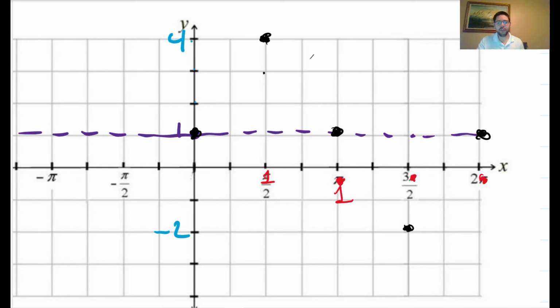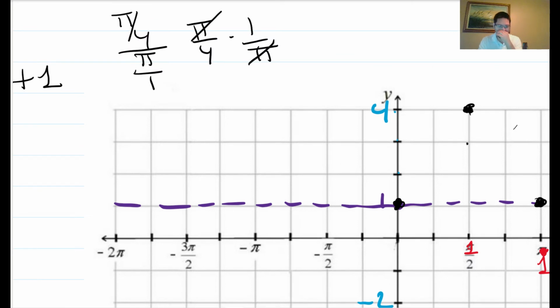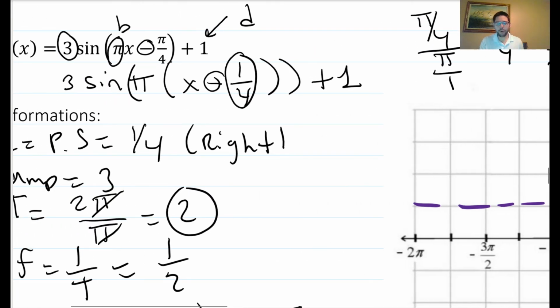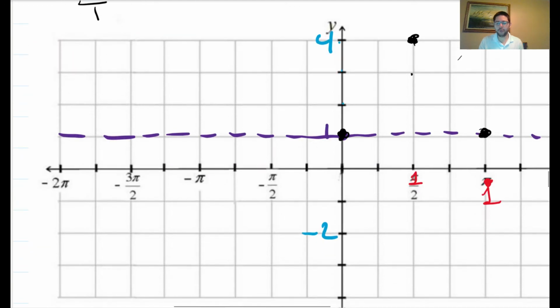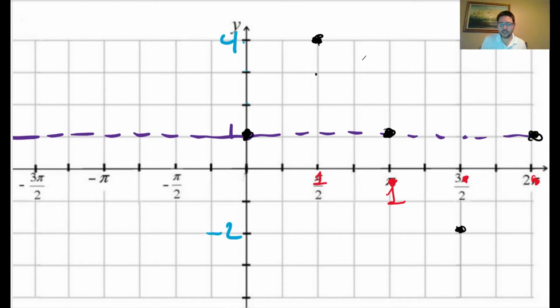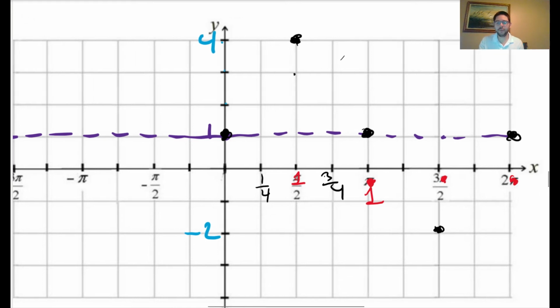And now we got to do the shift. So it's a horizontal shift by 1/4. So we're going to shift everything to the right by 1/4. So keep in mind, each of these units is 1/4. So that's 1/4, 1/2, 3/4, and so on. Each of those little ones is 1/4. And we're going to shift it to the right. This is going to go to the right, this is going to go to the right, and so on. So our new points are going to be over here, over here, over here, and over here.